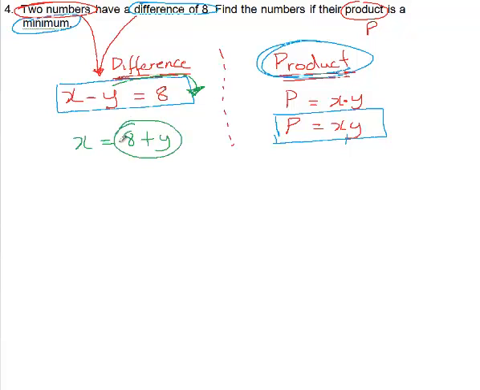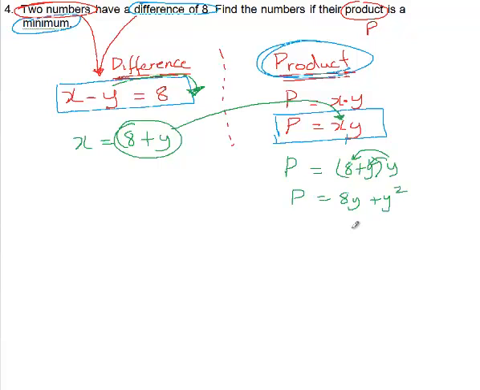Now take this and substitute it into the other equation for x, because we're asked to work with the product. The one that has a minimum or maximum attached to it, that's the one you have to work with. The product is a minimum, so we have to work with the product equation. So we're going to put 8 plus y in for x times y that's already there. So we have a distributive property, right? 8 times y is 8y. Y times y is y squared.